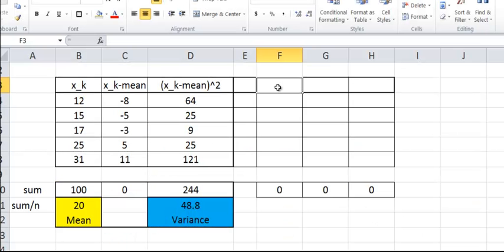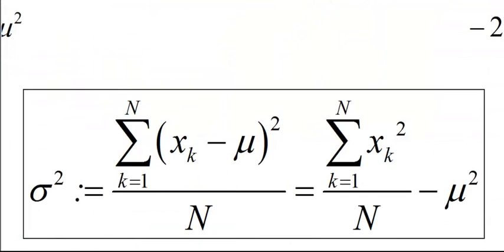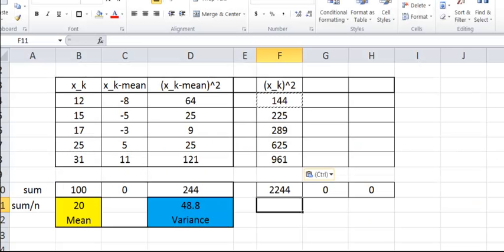So if we go that way, we would do the x sub k and square that. Take each of the x sub k's and square them. So that says this will equal this 12 here squared. And if I copy and paste that, we get that. So this 100 is just the sum of the x's. The 244 is the sum of the x minus the means squared. The 2244 is just the sum of the x squares. And I believe our formula says we have to divide that by n. See right there? So we want to divide that by n.